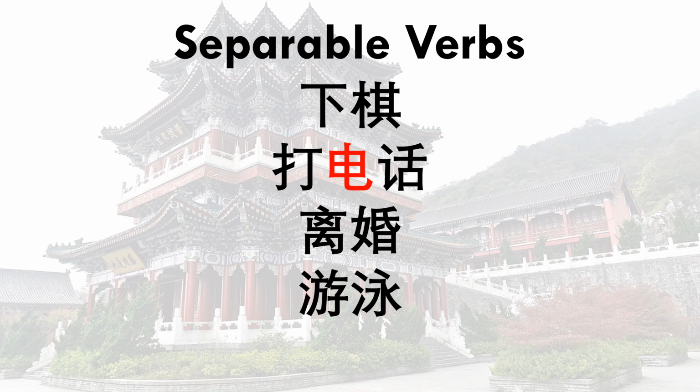You don't want to say 打电话. It's 打电话. Next one, 离婚. 离婚 means to divorce, to get a divorce. 离, to leave, I guess. And then 婚, marriage. So 离婚, I'm not saying 离婚, it's 离婚. Both parts are stressed.